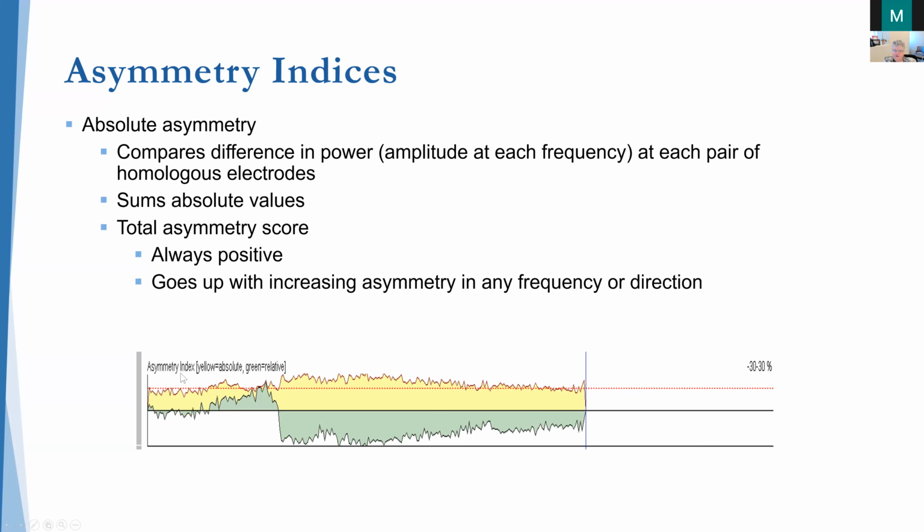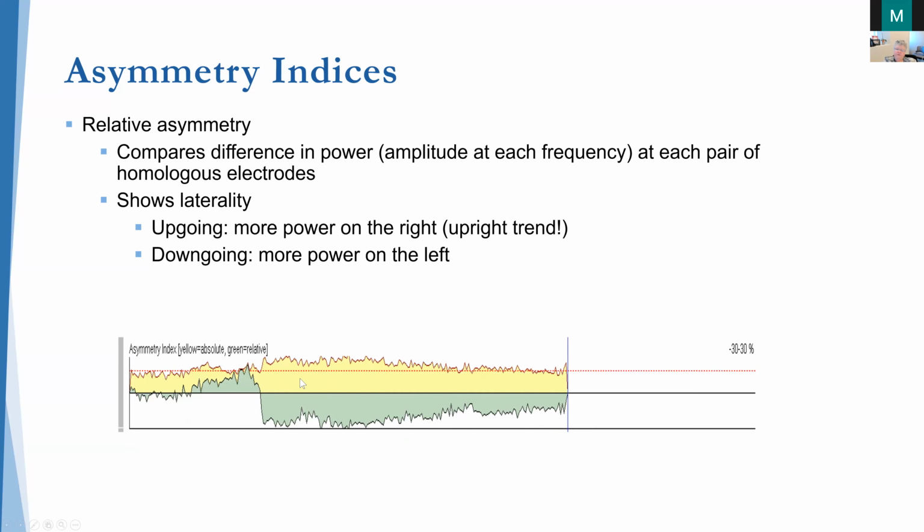And the total asymmetry score is always positive because it's the absolute value. And the asymmetry score goes up with increasing asymmetry in any frequency or duration. So we can see here this yellow line. And as the EEG becomes more asymmetric, this asymmetry index increases and then gradually returns back to baseline.